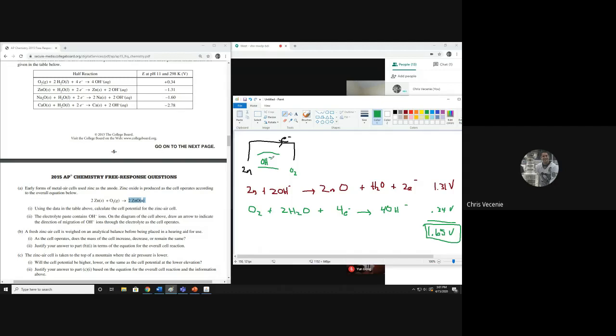All right. So, Sid, are you with us? How about Shane? You still with us? Yes. All right, Shane, do you think you know which direction those OH negatives are going to move? Is it to the right? Why do you think to the right? Since the Zn is in the cathode or the anode, when it goes, yeah, I don't know.